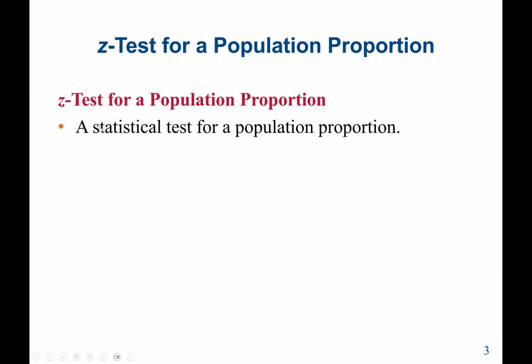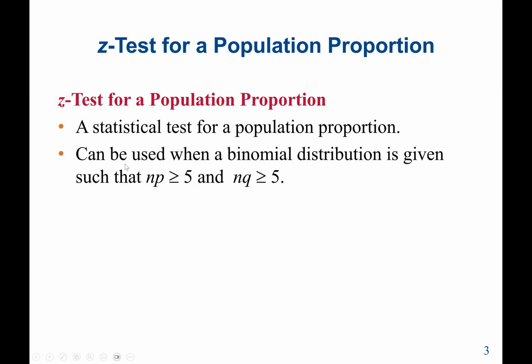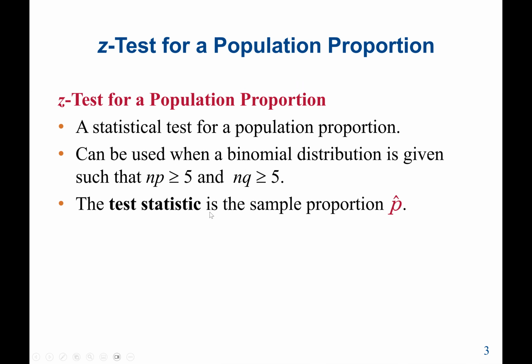So here we say a z-test for a population proportion is a statistical test that we use to test population proportion. It can be used only when the binomial distribution is given such that NP is greater than or equal to 5, and also NQ is greater than or equal to 5. N is the sample size, P is the probability of success, Q is the probability of failure.